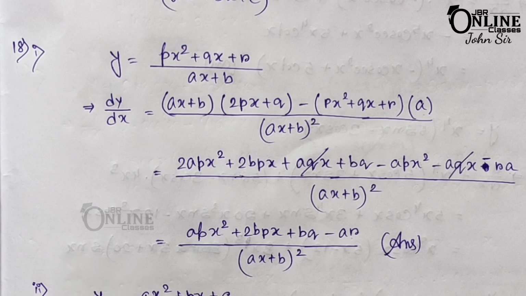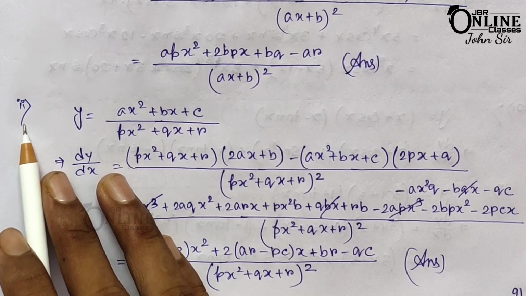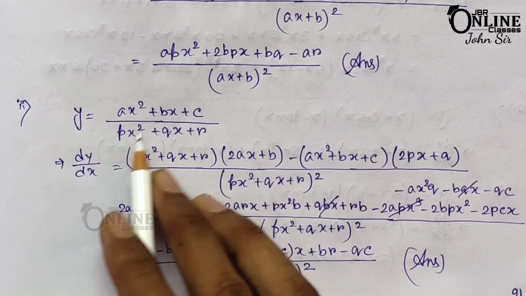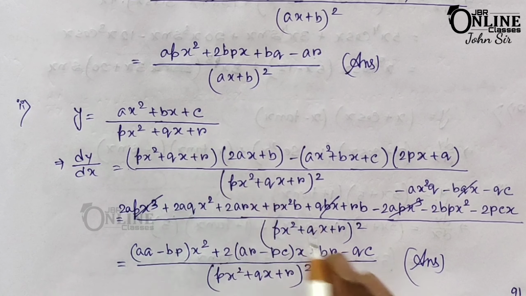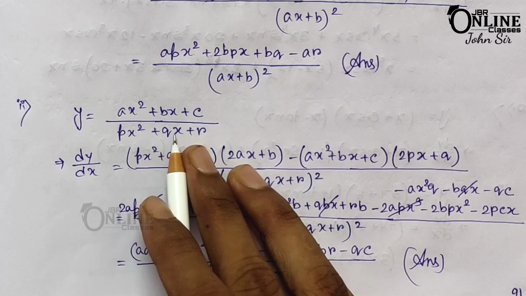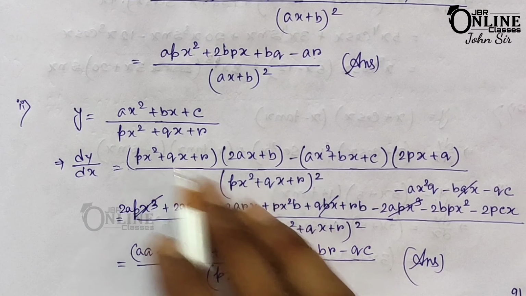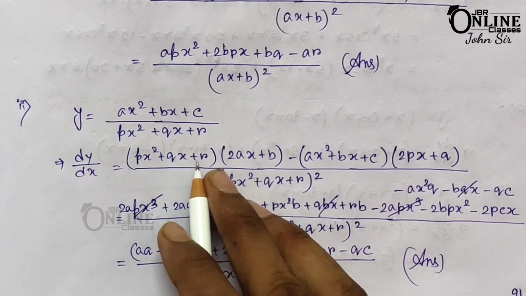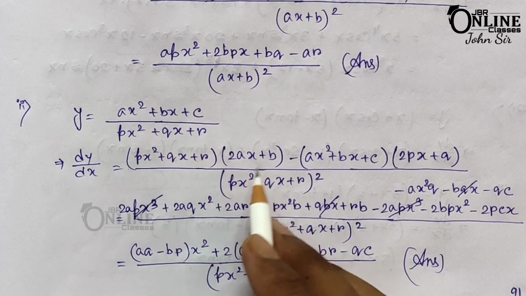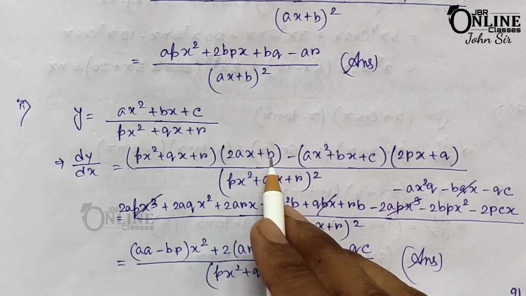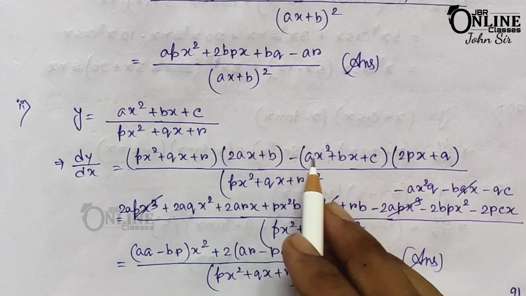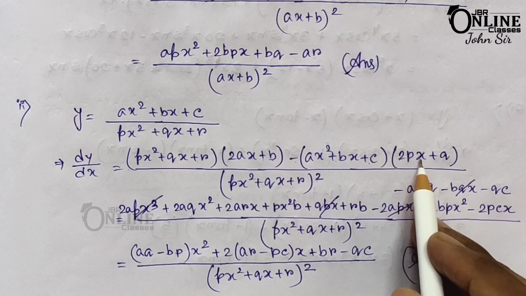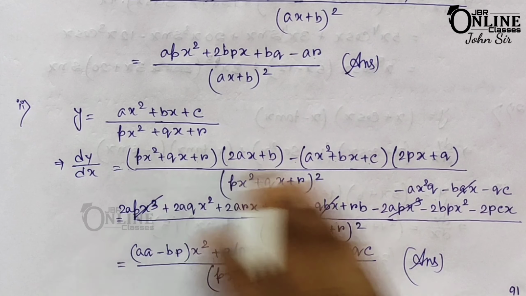Now the next one is sum number 18(2). Here the given function is ax square plus bx plus c by px square plus qx plus r. So that means the upper one is u and the lower one is v. First write down the v square, that means px square plus qx plus r whole square. Then px square plus qx plus r, and the derivative of the upper one, it will be 2ax plus b. Clear? Now minus, then write down here ax square plus bx plus c, and the derivative of the lower one, it will be 2px plus q. I hope it's clear.